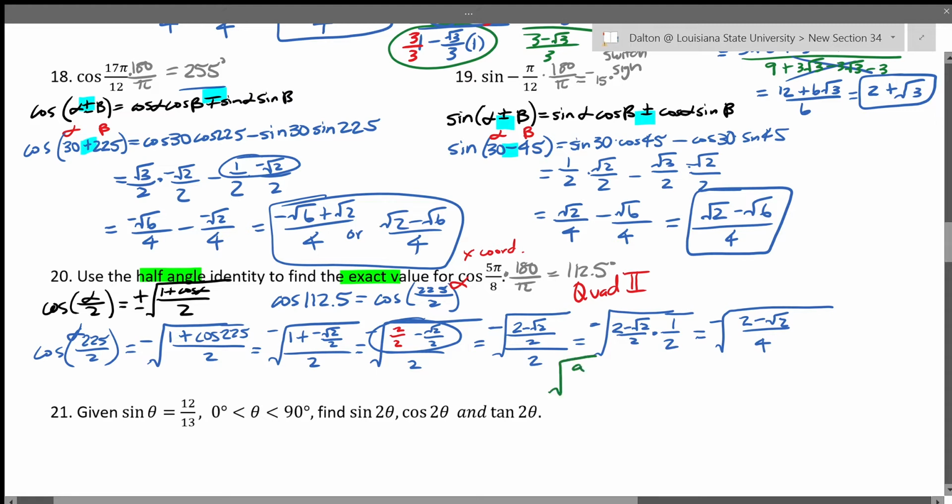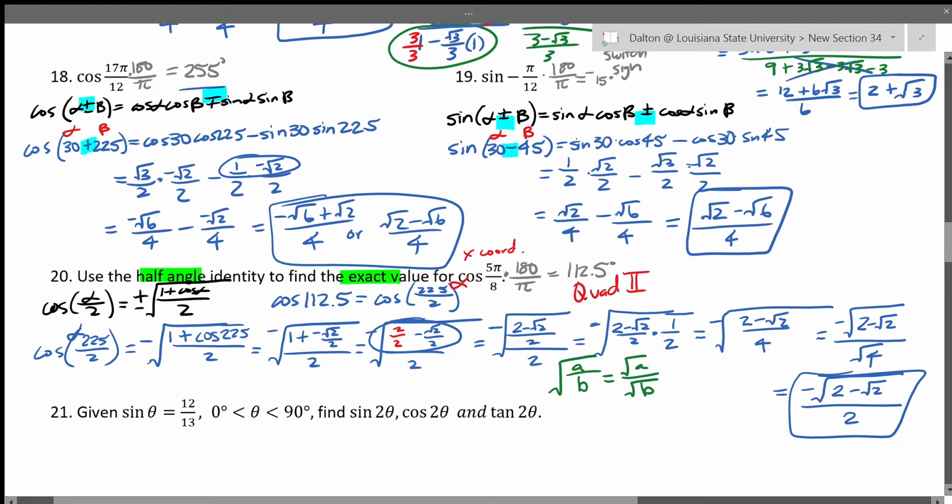Now, side note, radical rules say that fractions under a radical are not considered simplified. So if you remember that the square root of a over b is the same thing as the square root of a over the square root of b, then I can break up this problem further to be negative square root of 2 minus square root of 2 all over the square root of 4. And then we know the square root of 4 can be simplified. So your final answer will be negative square root of 2 minus square root of 2 all over 2. And that would be your final answer.